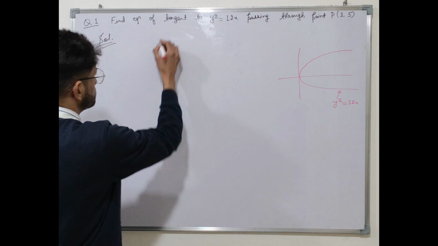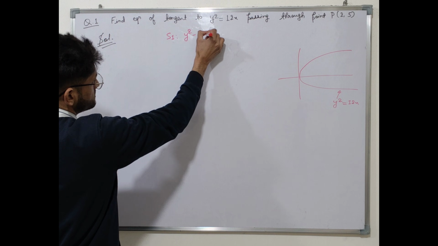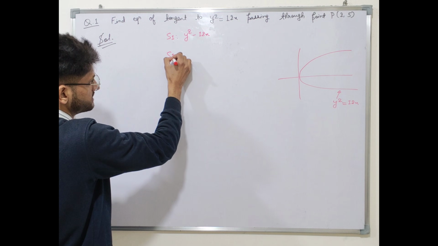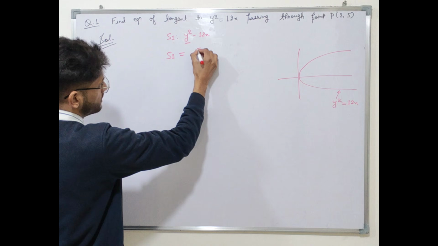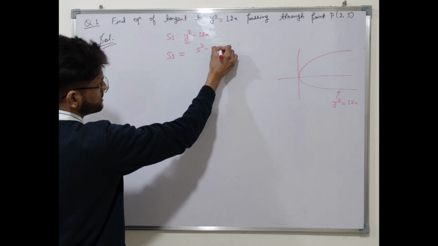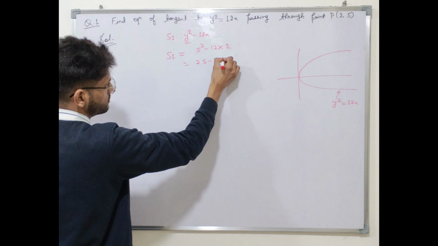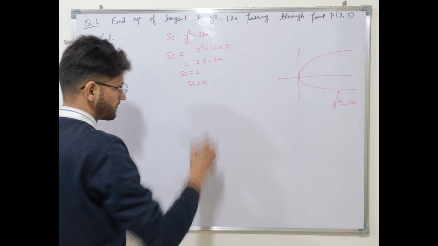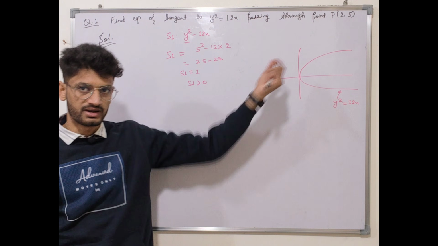So let's check this. We have the equation of parabola as S1 equals y square minus 12x. Now put the coordinates of point P into the equation. S1 equals 5 square minus 12 into the x coordinate, which is 2. On simplification we can write 25 minus 24, so S1 equals 1, which is positive. If S1 is positive, we have seen that point P lies outside the parabola.